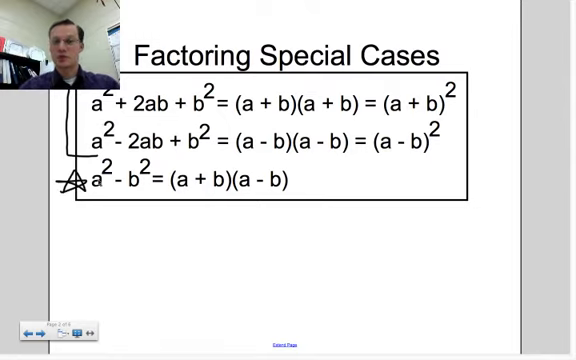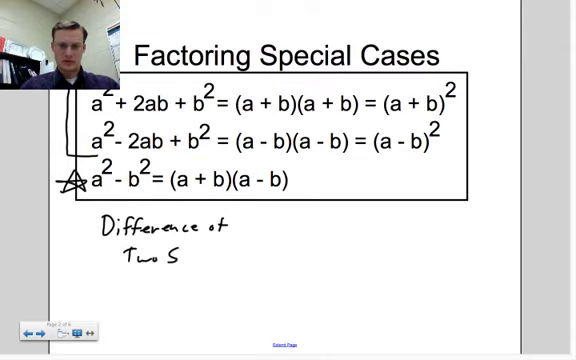This one is the most important of the bunch. It's called the difference of two squares. It is very, very important, so make sure that you know the difference of two squares. If you break that down, it's difference, subtraction. You've got a perfect square in the front, a perfect square at the end, so there are two squares, and you're taking the difference. So, difference of two squares. It's going to be very important.